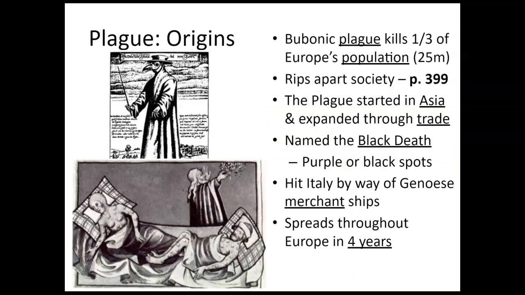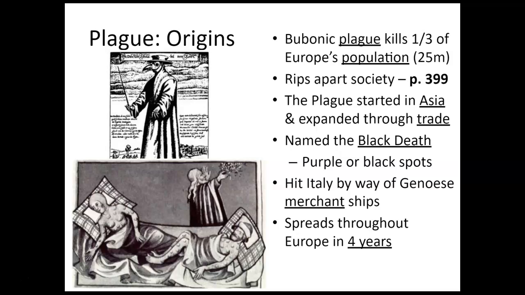All right, so now we're going to move on. Since we talked about some religious issues, we're going to talk about the plague itself, one of the main topics of this lecture. So the plague, what we call the Bubonic Plague or the Black Death, kills one third of Europe's population, at least by estimates. So about 25 million people die.